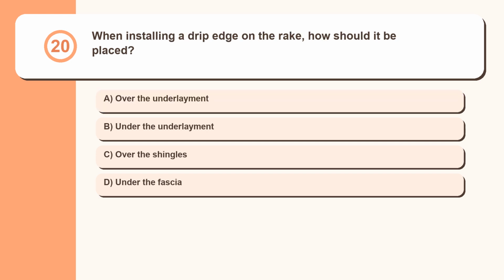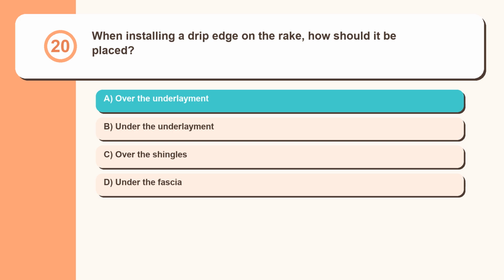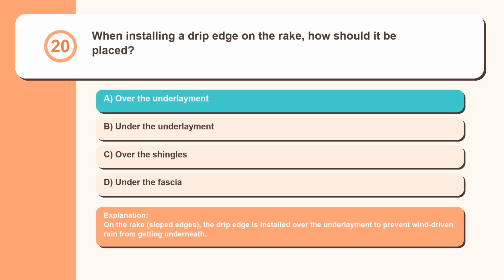Question 20. When installing a drip edge on the rake, how should it be placed? Over the underlayment, under the underlayment, over the shingles, under the fascia. On the rake, sloped edges, the drip edge is installed over the underlayment to prevent wind-driven rain from getting underneath.